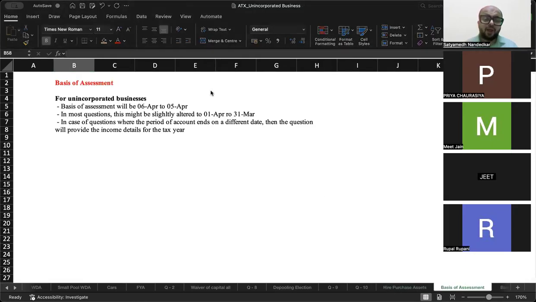Now, अभी जो unincorporated businesses हैं, अभी तो life is pretty easy for them. Earlier, when I had started teaching ATX, उस time पे ना the rules of assessment were very different and, sorry to say, but those were extremely complex.